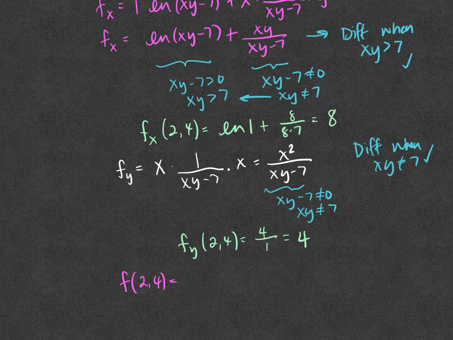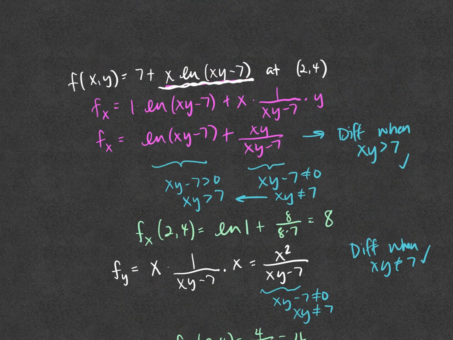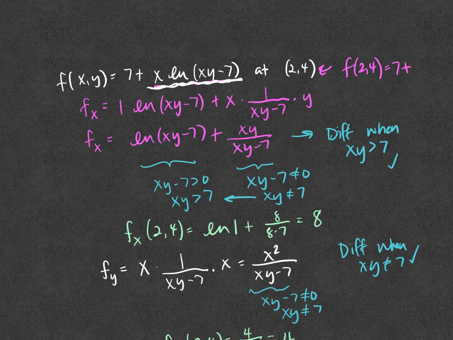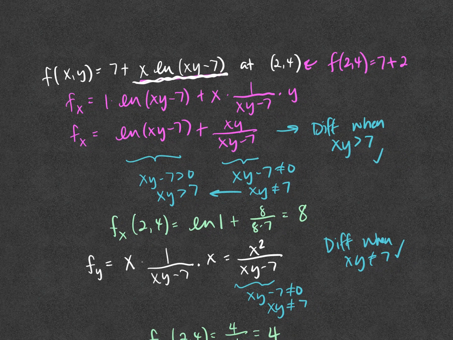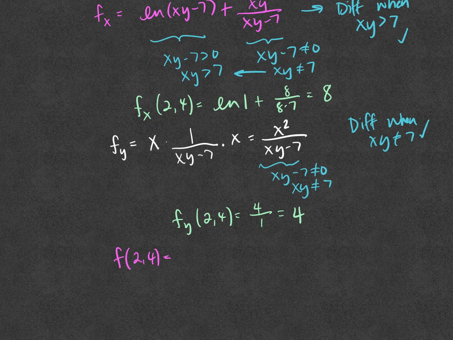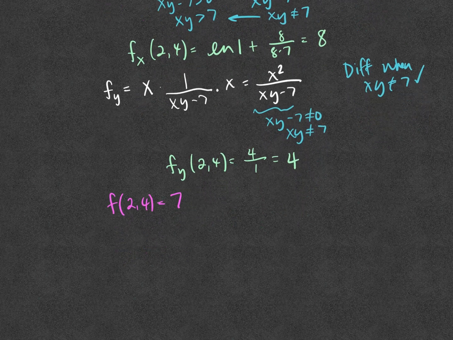Well, let's go back up to figure it out. So when we come up here, we're going to say f of 2, 4 is equal to 7 plus 2 natural log of 8 minus 7. 8 minus 7 is 1, and the natural log of 1 makes 0, so we have 7. So f of 2, 4 is 7. So now we can find our linearization.